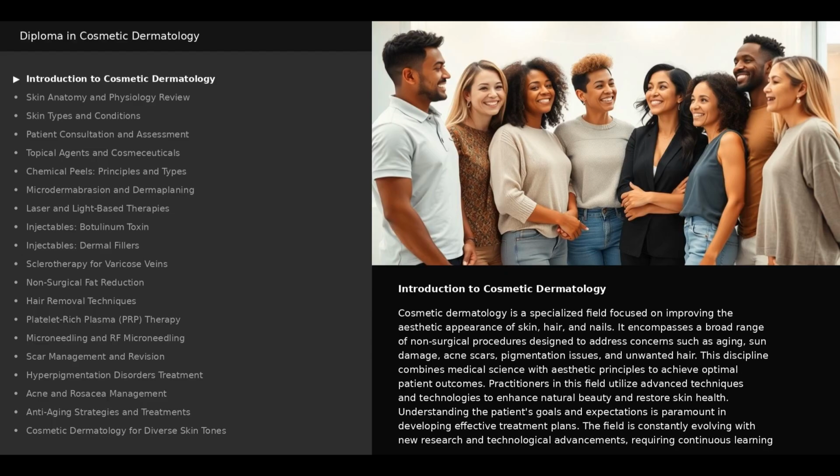Practitioners in this field utilize advanced techniques and technologies to enhance natural beauty and restore skin health. Understanding the patient's goals and expectations is paramount in developing effective treatment plans. The field is constantly evolving with new research and technological advancements, requiring continuous learning and adaptation.